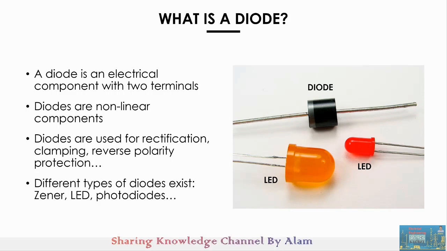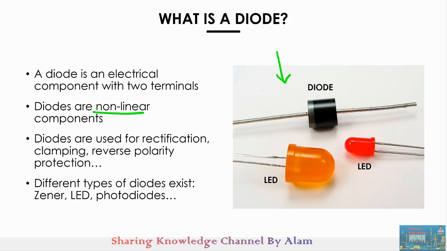Diodes are another type of component that is incredibly important in electronics. It is fundamentally a component with two terminals, as we can see in the picture here. There are two terminals for the diode. Another characteristic of the diode is that the diode is a nonlinear component, and this is the first nonlinear component that we encounter, and we're going to talk about this a little bit more later.